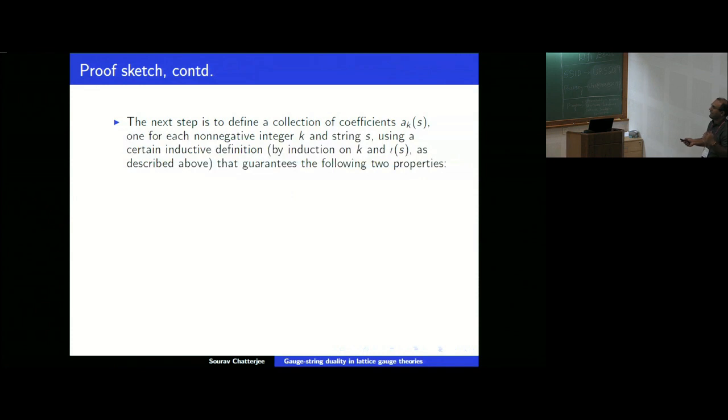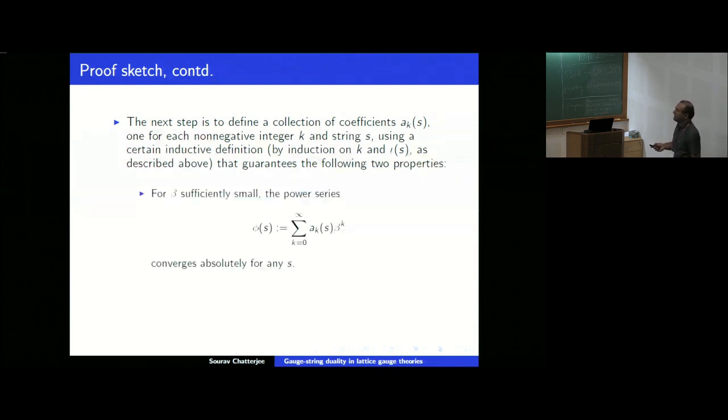We take induction on k and simultaneously on this index. So there is a two-way induction. We define this thing with these two properties, so that for beta sufficiently small, this sum converges absolutely for any string S. And the function phi satisfies the master loop equations. This is the guiding principle for the definition of these coefficients. We define these coefficients in such a way, using induction, that using the inductive definition, we can show that this is convergent if beta is small enough, and it satisfies the master loop equations.